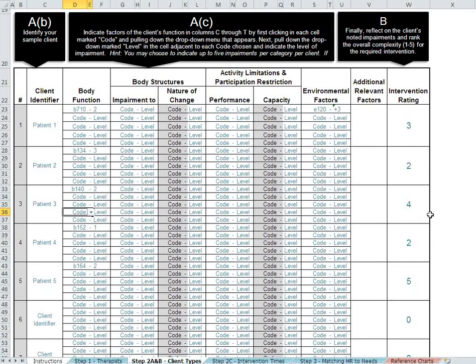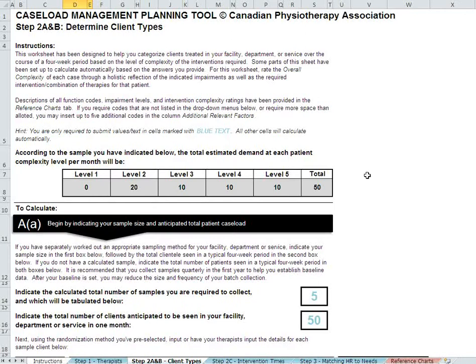And I wanted to show you what happens when we add more information to this table below. What you'll see is that as you do that, this table above becomes populated as well. So based on the sample size of 5 and the information that we inputted below on 5 patients, this table becomes populated with corresponding numbers as it extrapolates up to the total number of clients anticipated to be seen in our facility, department, or service in a 1-month period. So we expect to see 20 clients at level 2, 10 clients at level 3, 10 at level 4, and 10 at level 5 for a total of 50 clients over the course of a month.